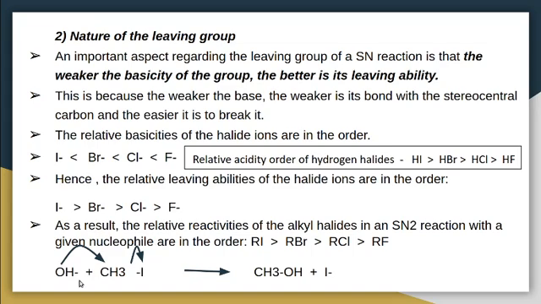So here we can see one nucleophilic substitution reaction, that is OH minus on treating with methyl iodide. Iodide ion can be easily replaced by the strong nucleophile OH minus. So we will get CH3OH plus I minus, because I minus is a better leaving group, so it can easily be replaced by the strong nucleophile OH minus. So the weaker the basicity of the group, the better is its leaving ability. In the case of halide ions, I minus is a better leaving group.